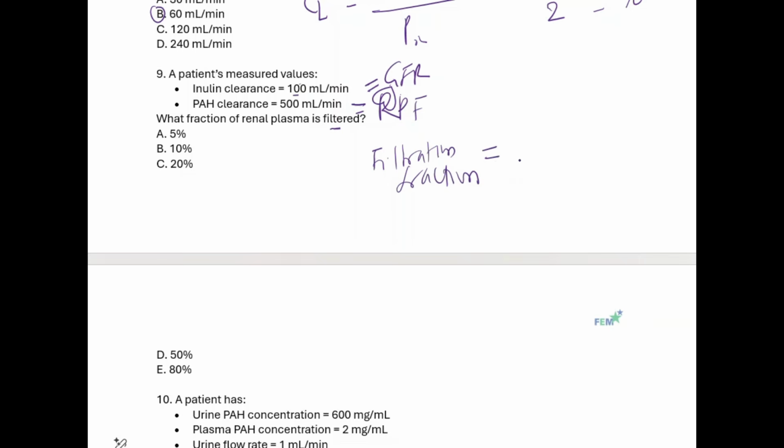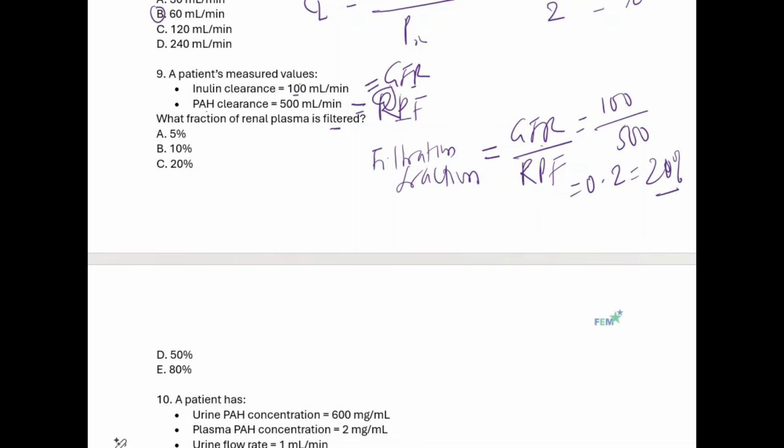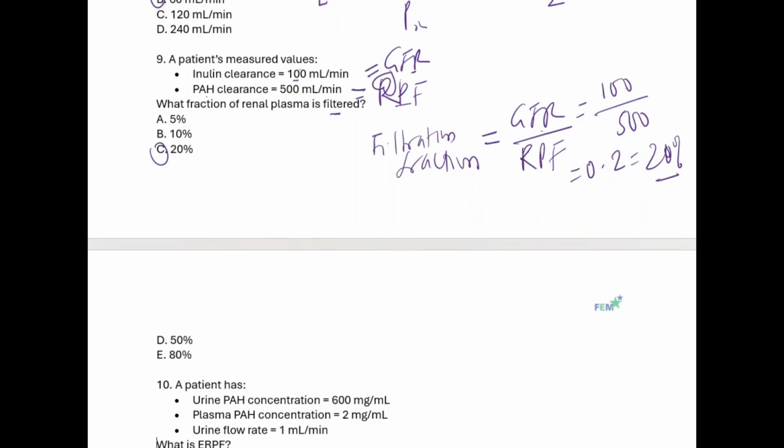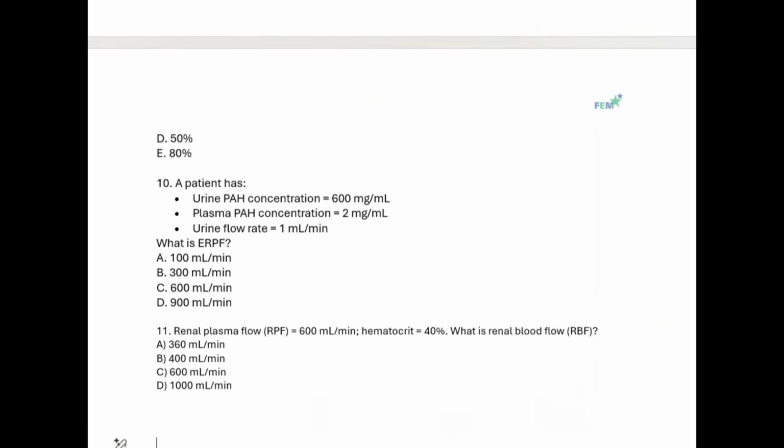Remember, filtration fraction is going to be GFR divided by the renal plasma flow, right? Our GFR here is 100, because the clearance of inulin is the same thing as the GFR, and the clearance of PAH is the same thing as the renal plasma flow. So we divide 100 by 500, and that gives us 0.2. When you convert that to a percentage, that will be 20%. So the best answer there is going to be 20%. Moving on to the next question.